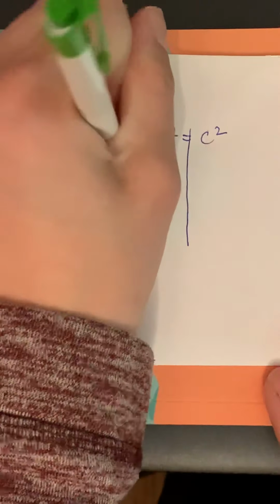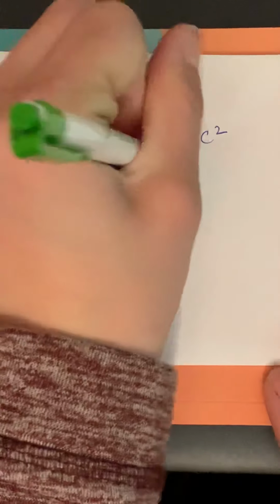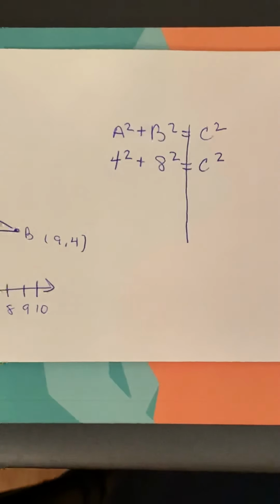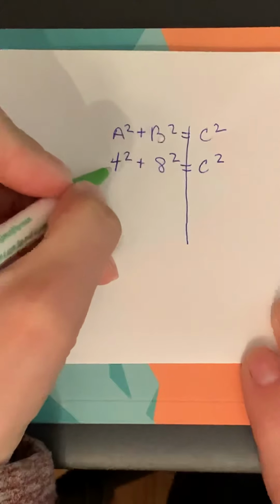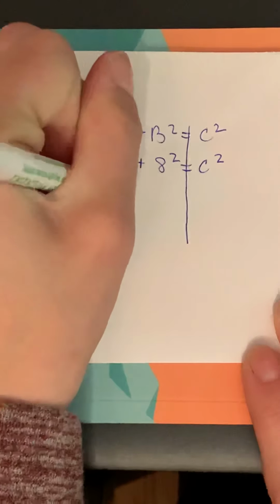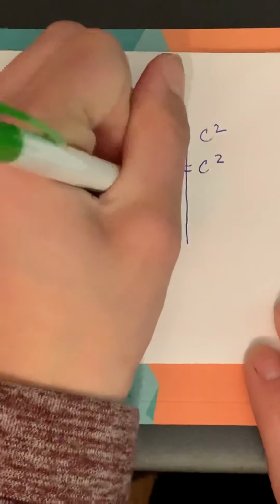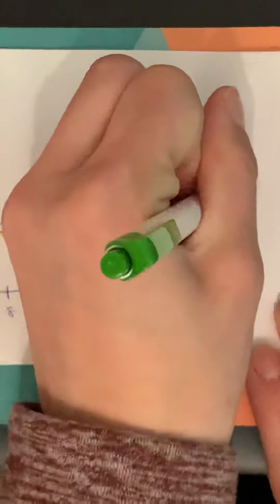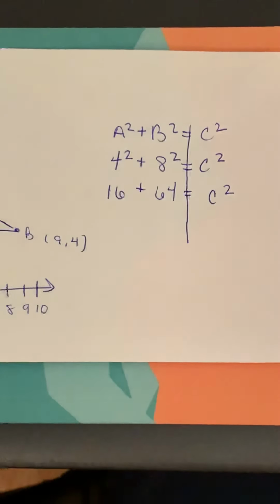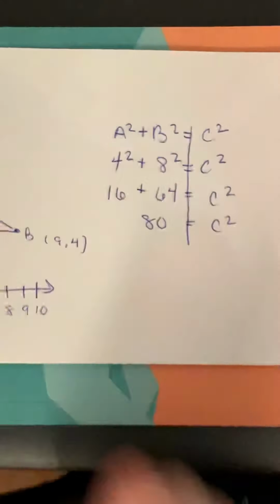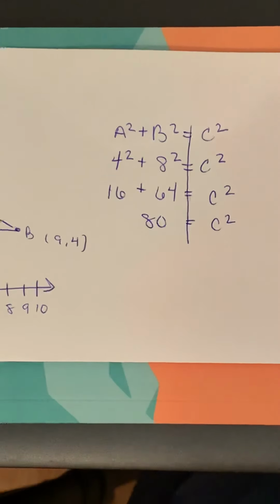So A is going to be 4 squared. Our B is going to be 8 squared. And we're trying to find C. Okay, so 4 times 4 is 16. 8 times 8 is 64. It's going to be equal to C squared. Okay, if we add those together, it's going to be 80 equals C squared. So we also know that to undo a square, we have to take the square root.